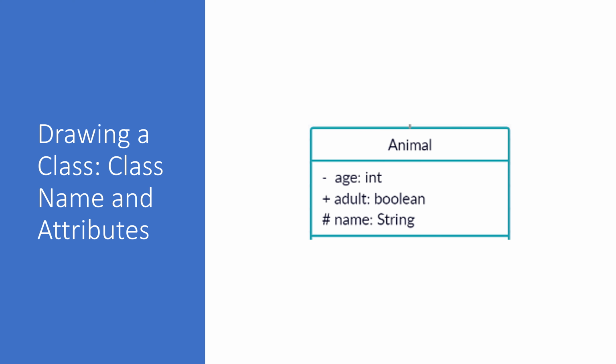In our example, I created a simple class where we see that our class name is Animal and it has three attributes: age, adult, and name. Age is a private int value, adult is a public Boolean value, and name is a protected string value. Under this section are the operations, which we'll go over in the next slide.